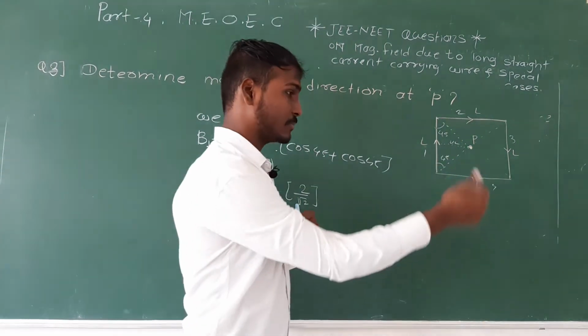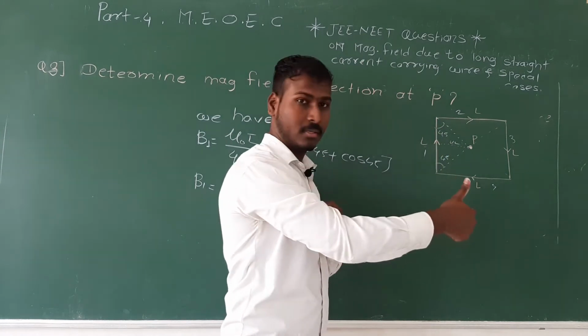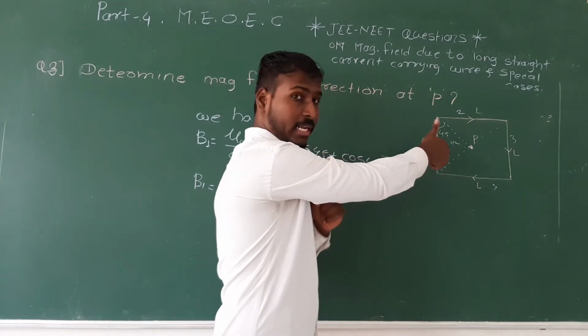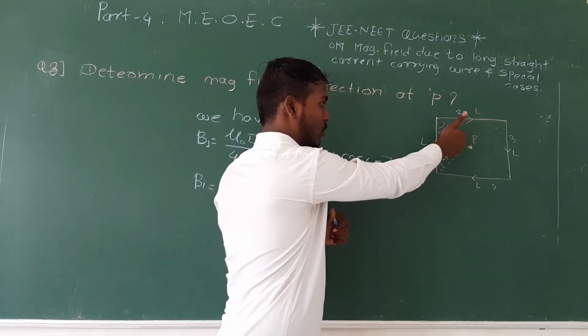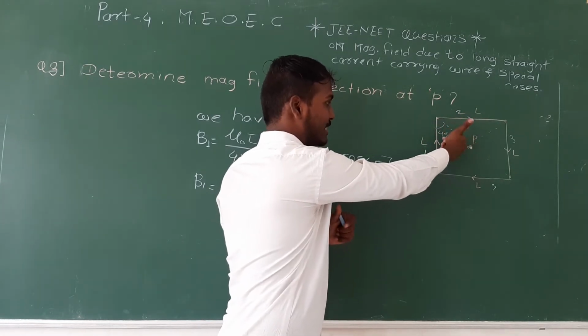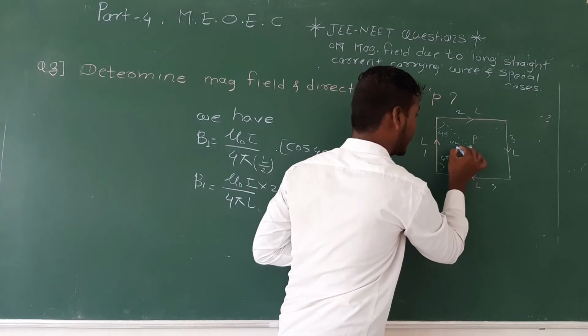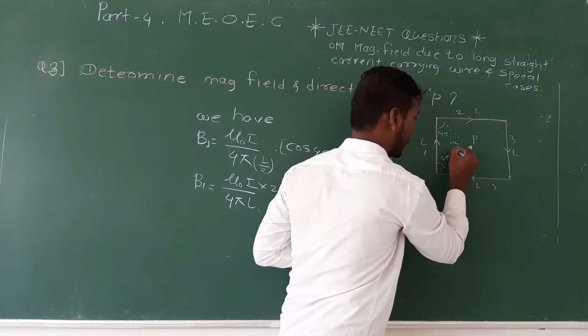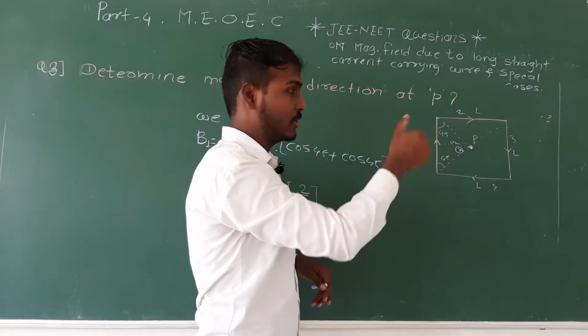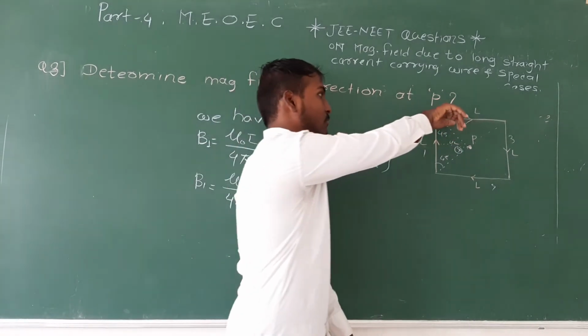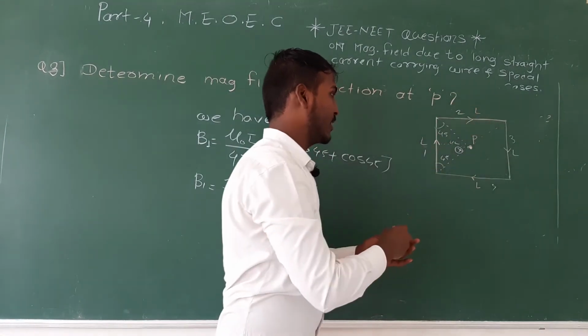So see carefully, for this conductor the current is going in the upward direction. So at point P, which is in this plane, the direction will be inside. Okay, for this the direction is inside. Now the second, do not do like this, because this is the easy one. You have to do the difficult one. For this also the direction is inside.